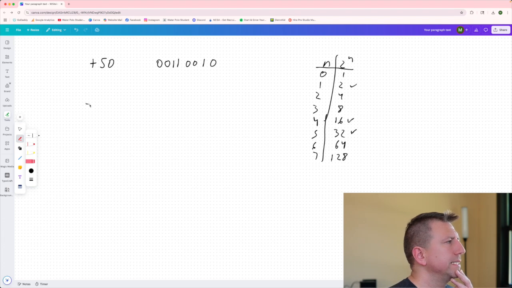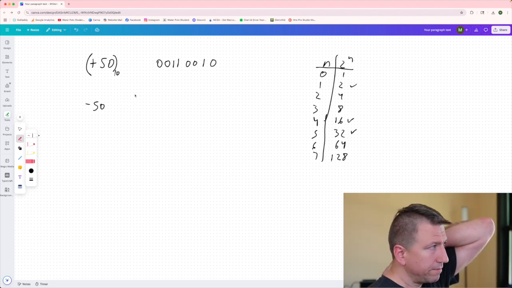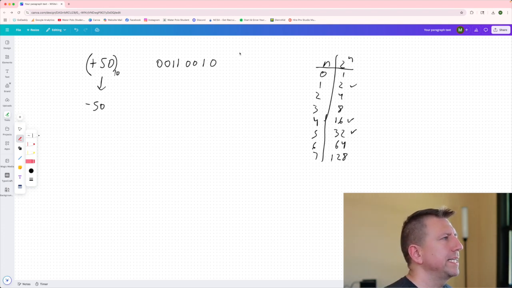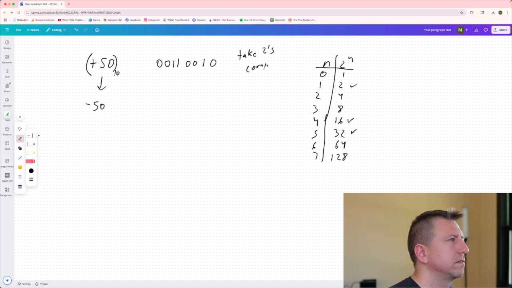So how do I get to negative 50? So here's the big reveal. You get to negative 50 by taking the 2's complement of positive 50. So I have to take the 2's complement. This is why it's a signed complement form. Okay, take 2's complement of positive 50 to get negative 50.